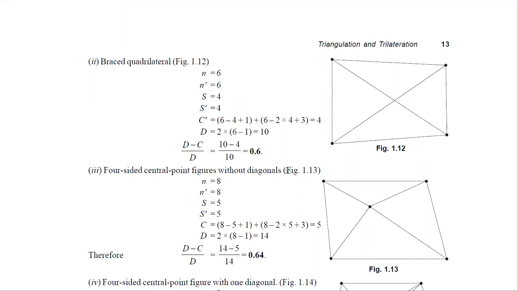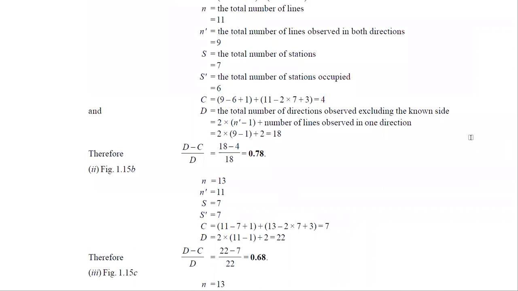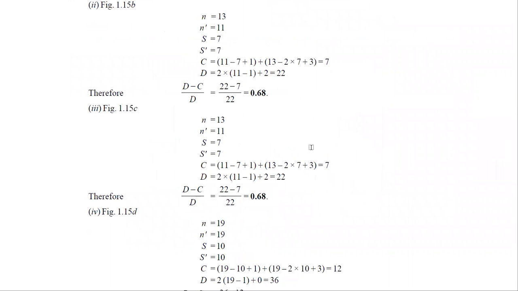C is equals to N dash minus S dash plus 1 plus N minus 2S plus 3. So here we'll find N dash minus S dash plus 1 plus N minus 2S plus 3. That will be 11 minus 7 plus 1 plus 13 minus 2 into 7, the value of S, plus 3. This will become 7.